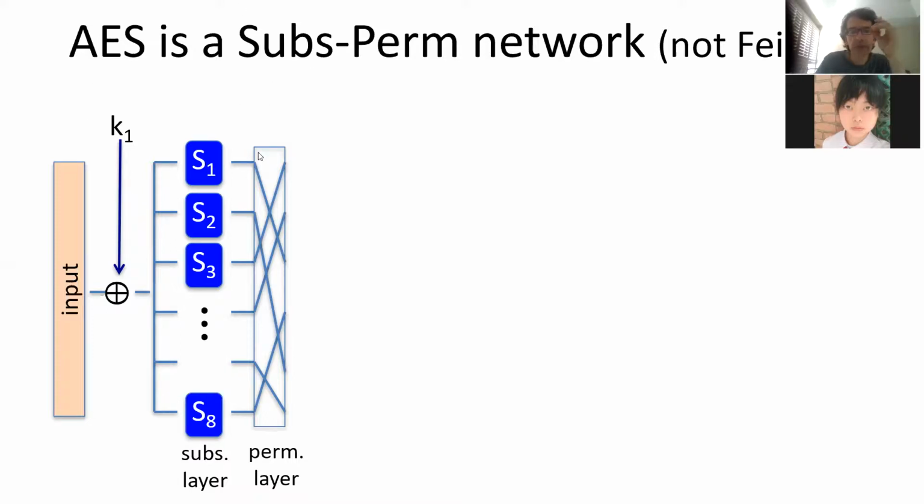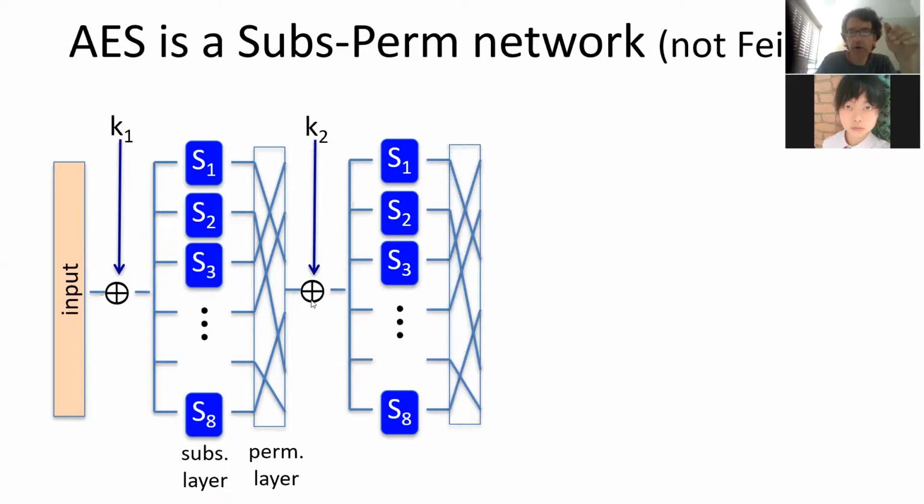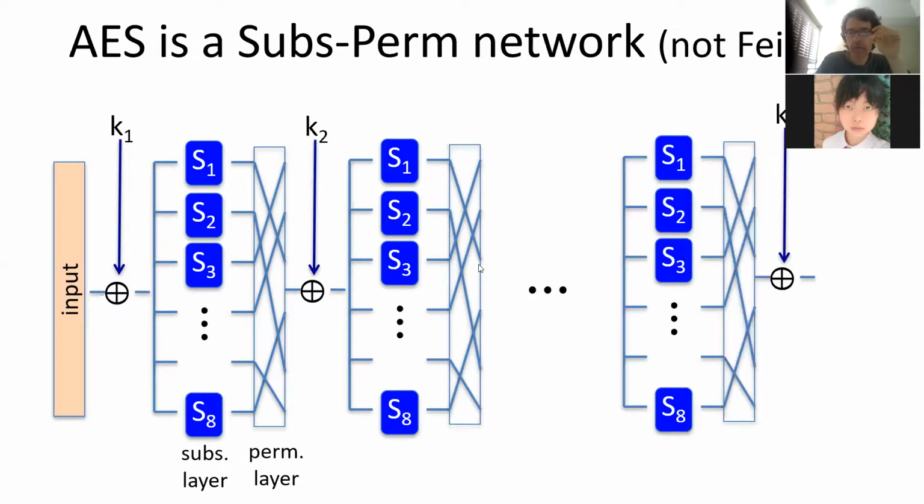And then this is a permutation layer. So you just shift these blocks around, and then you XOR another round of the round key, and you recurse. This is the inner round function, and it has to be invertible. So the S-boxes are invertible.